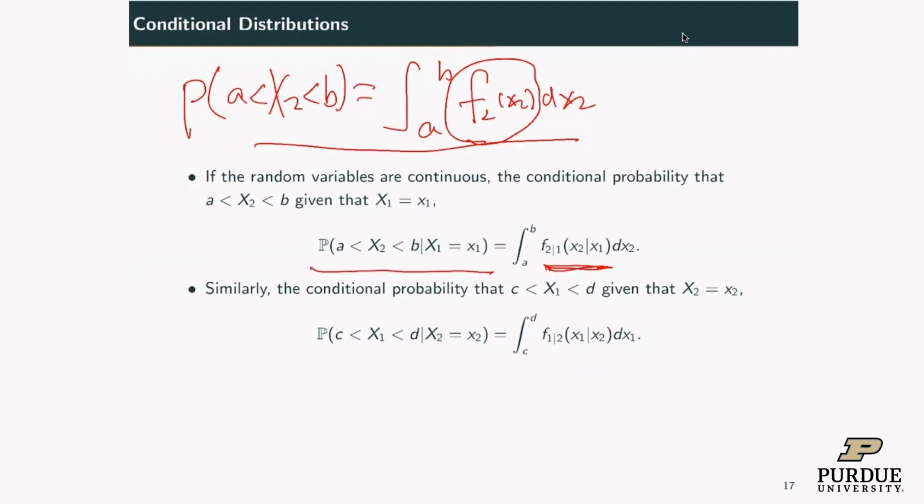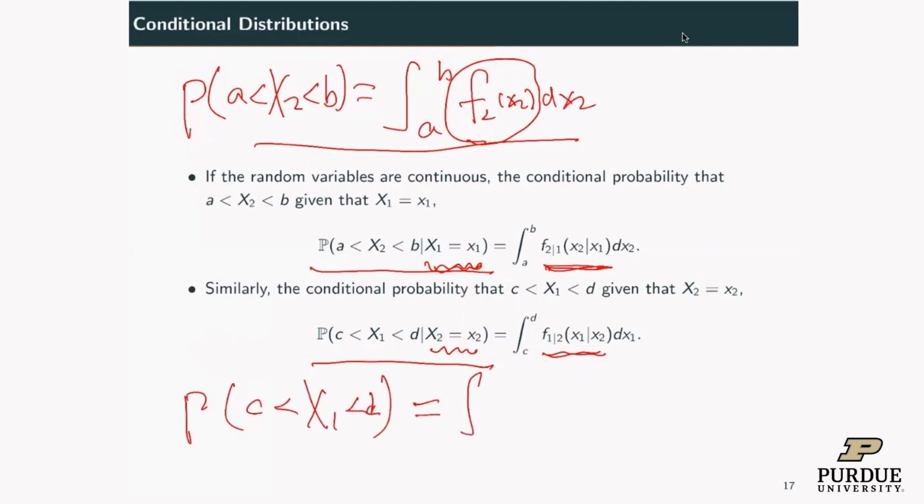So it's the probability A less than x2 less than B given x1 is little x1. So you know x1 is little x1. What is the probability of x2 between A and B? Similarly, you can calculate this conditional probability. You know x2 is little x2. What's the probability of x1 between C and D? So you will use the conditional PDF of x1 given x2. Similarly, you have the marginal probability. For this you should use the marginal distribution.